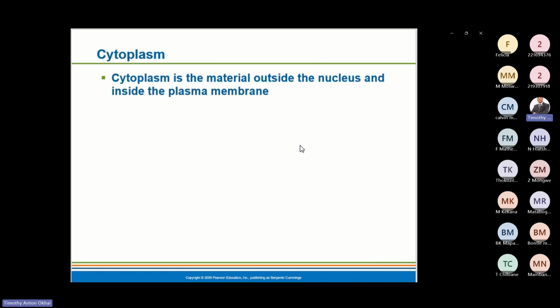So now we talk about the cytoplasm. The cytoplasm is the cellular material outside the nucleus and inside the plasma membrane. It is the site of most cellular activities and can be thought of as the factory area of the cell, because that is where you have most of the cellular organelles.